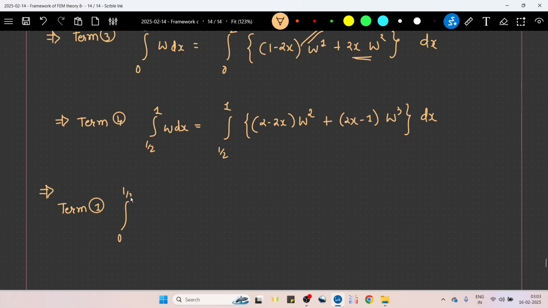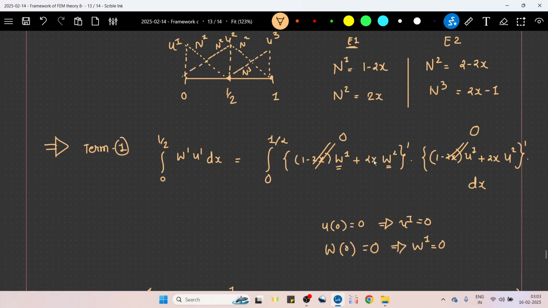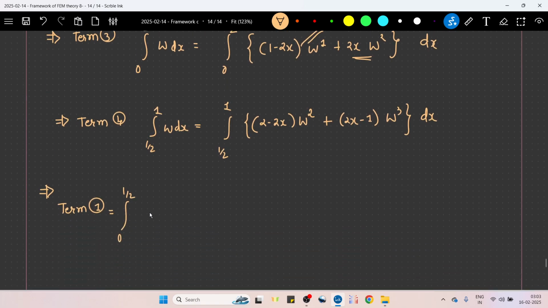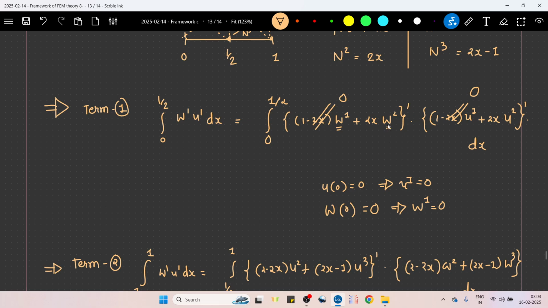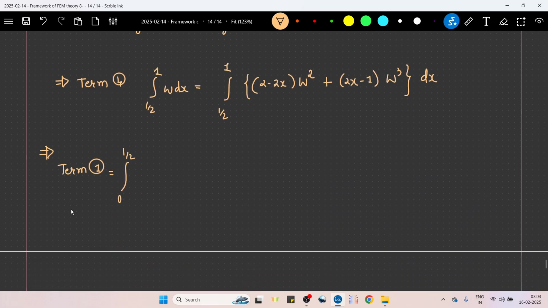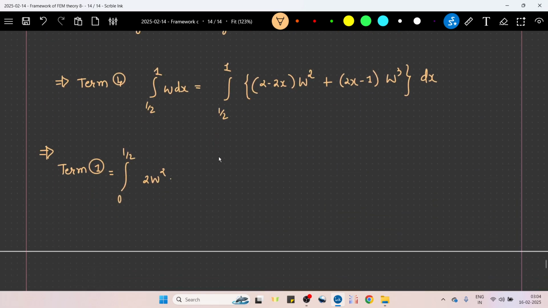0 to 1 by 2. Term 1 is equal to, this 2x integration will be x square. So it should be the differentiation. So 2x will be 2, 2w2 into this 2u2, 2u2. Okay, and dx. So this further if I just expand this.